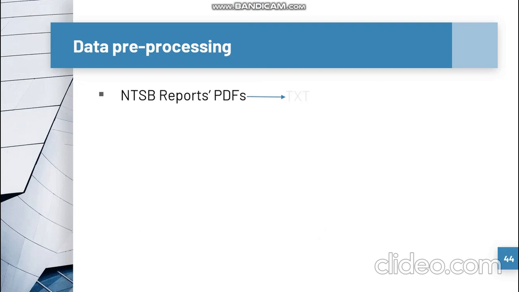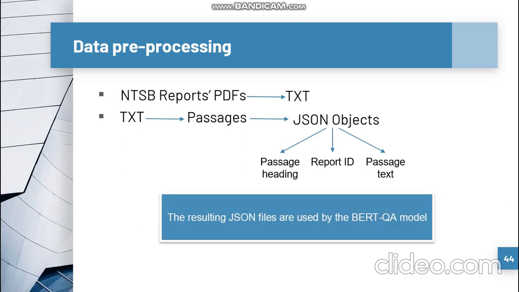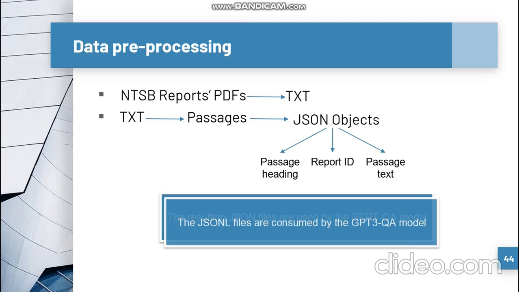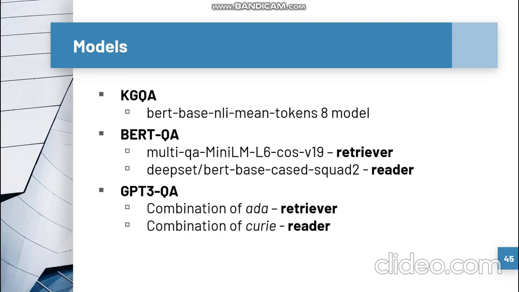Data pre-processing involved, as I have also told earlier, PDF reports being converted to text, and then the text contained passages that formed JSON file objects. JSON objects contain passage heading, passage text, and report ID. And then these JSON files were used by the BERT question answering model. Here are the different models used.